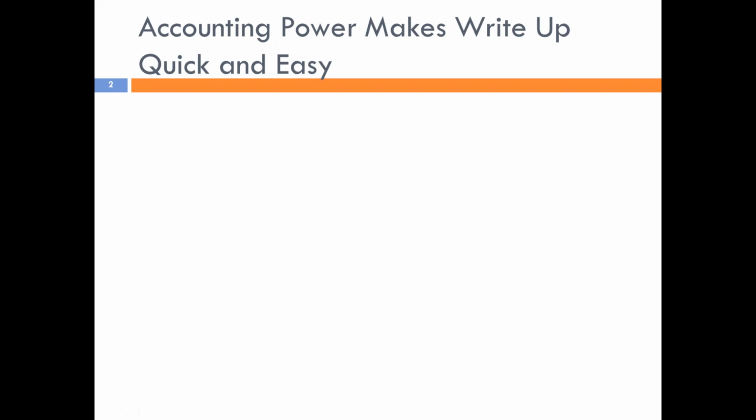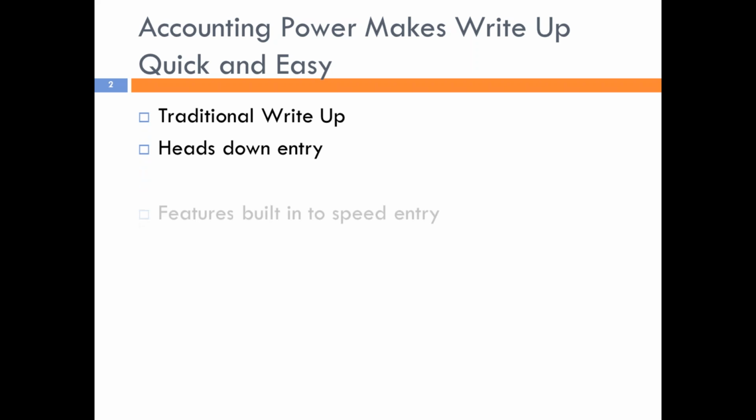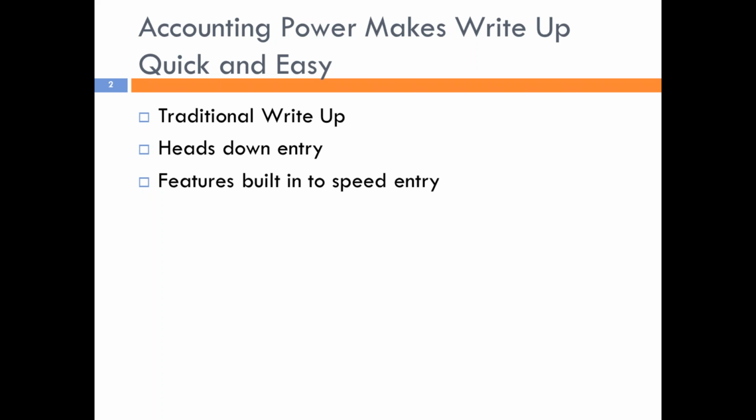Okay, so Accounting Power makes write-up quick and easy. What I'm going to show first is the traditional write-up and the different features we have for it. As we know, for good traditional write-up, it has to work well with fast heads-down entry. And we have a lot of features built into the program to speed entry. And I'm going to show you a few additional things that maybe you do know or don't know about it.